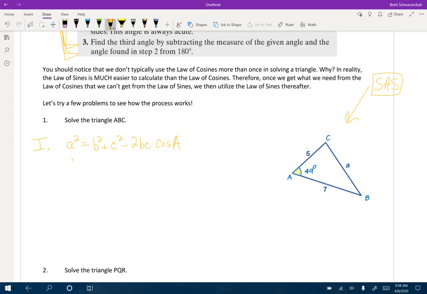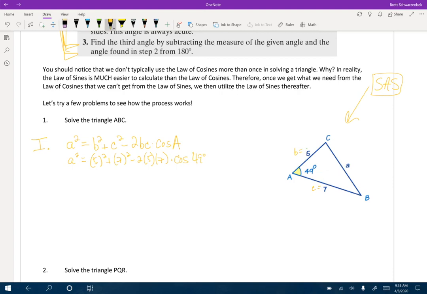So let's just start subbing in values. So a squared, obviously, we need to find. If you look, this is angle B, so that means this is side B, which means this is side C for our problem. So it's going to be 5 squared plus 7 squared minus 2 times 5 times 7 times the cosine of the angle opposite A, which is 49 degrees.